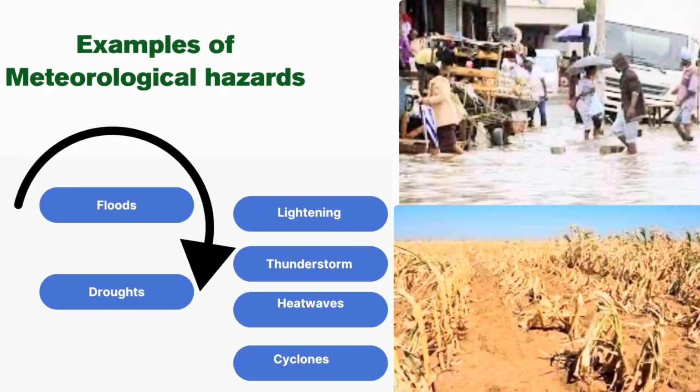Another example of a meteorological hazard is a heat wave. A heat wave is simply an extended period of unusually hot weather, extreme hot weather, not just for a few days or a few hours, but for a prolonged period of time. And you find that there's excessive heat.